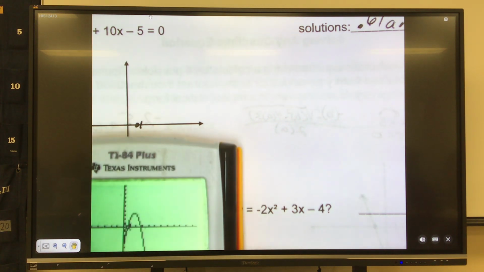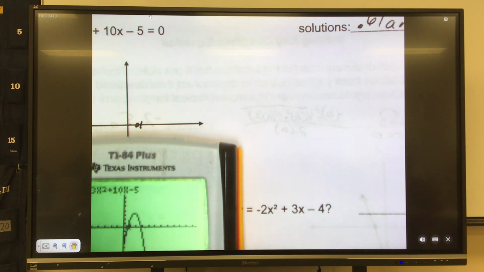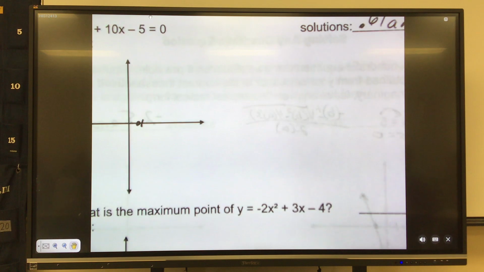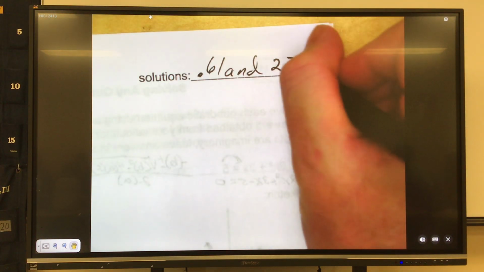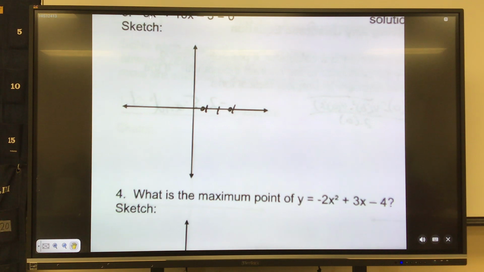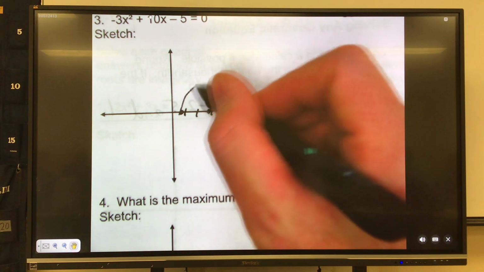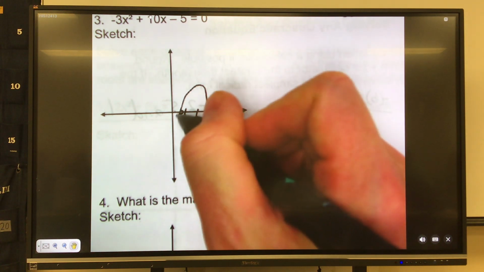Okay, next one. Second calc. Find my 0. Over to this side. Left bound, so I'm putting it on the left side. Hit enter. Put it on the right side. Hit enter. Guess. And my 0 is 2.72. So 2.72. Okay, so we already went over 1, 2, there's 3, so about right there. And this guy opened down, so it kind of went like this. And we know it goes forever and ever in both directions.